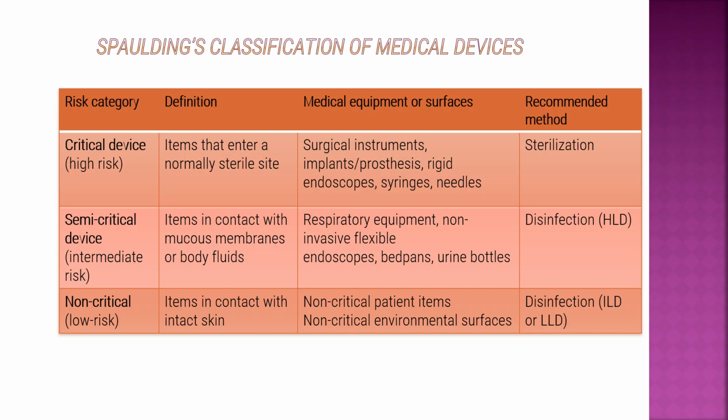Semi-critical devices are in contact with the mucous membrane or body fluids but they do not enter. So they are respiratory equipment, non-invasive flexible endoscopes, bed pans, urine bottles. So the recommended method is disinfection, that is high level disinfectants. Non-critical or low risk devices are in contact with the intact skin. So non-critical patient items like environmental surfaces. So the recommended method is disinfection, that is intermediate level or low level disinfection.